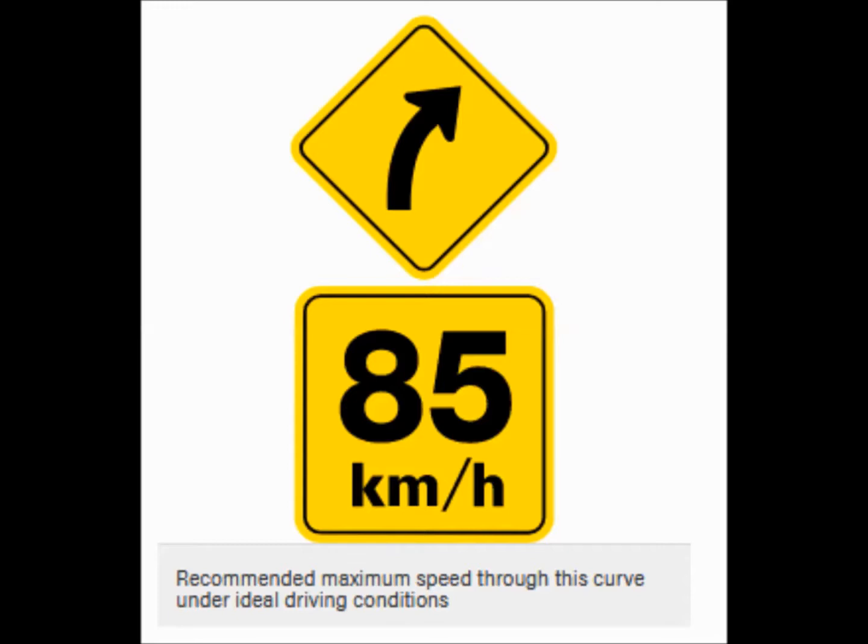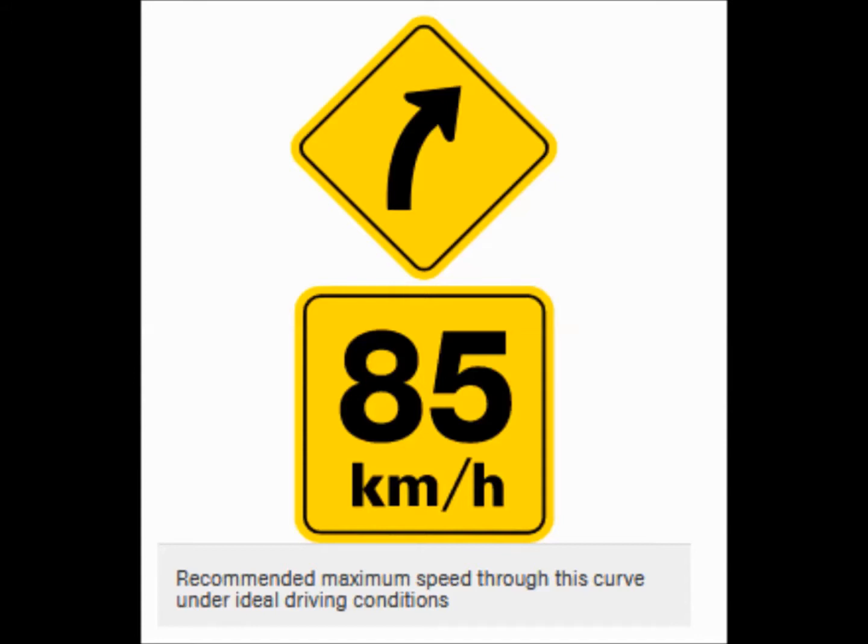Image description. A yellow diamond with a black outline. There is an arrow going up and curving to the right. Below it, a yellow square with the black lettering 85 in numerals, and below it, kilometers per hour, or km/h. Recommended maximum speed through this curve under ideal driving conditions. Crossings ahead. Image description.